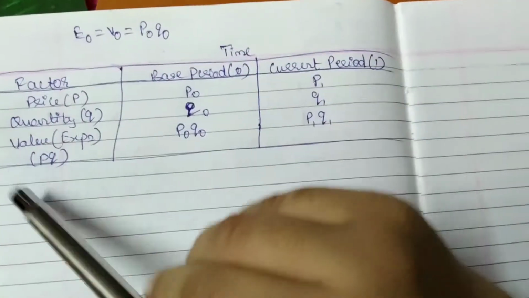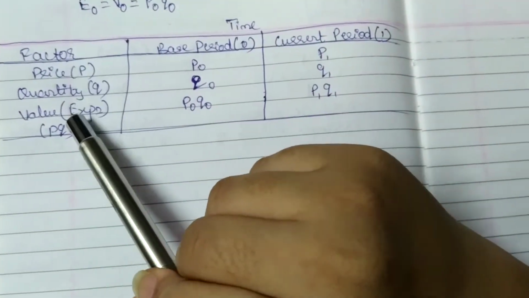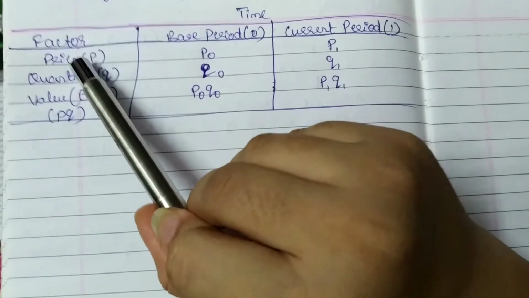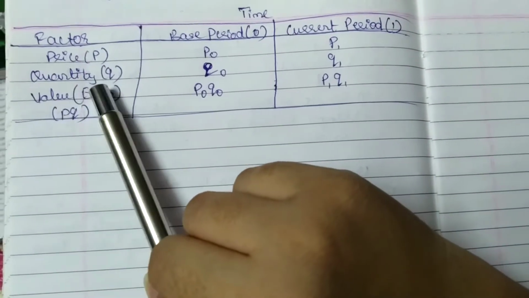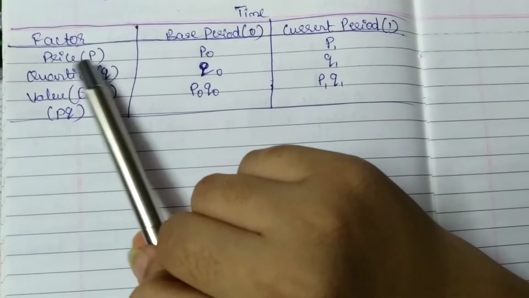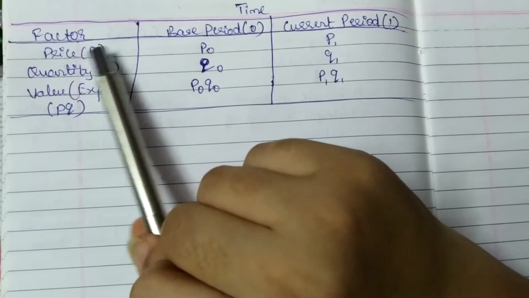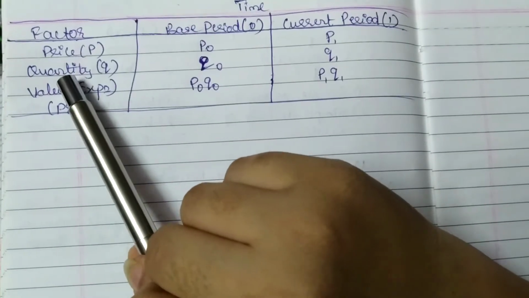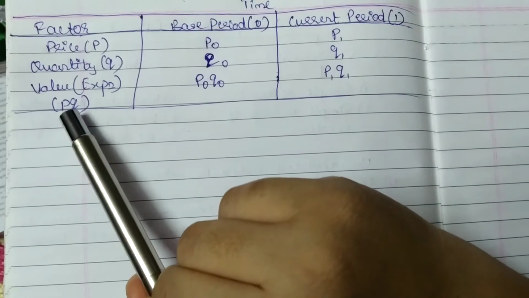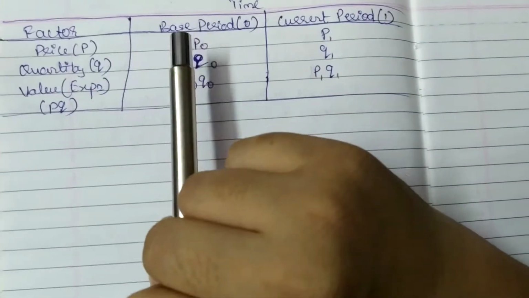So the classification or types of index number are divided into three categories. The first one is price, the second is quantity, and the third is value or expenditure. The symbol for price will be P, the symbol for quantity will be Q, and the indication for value or expenditure will be P into Q, PQ.